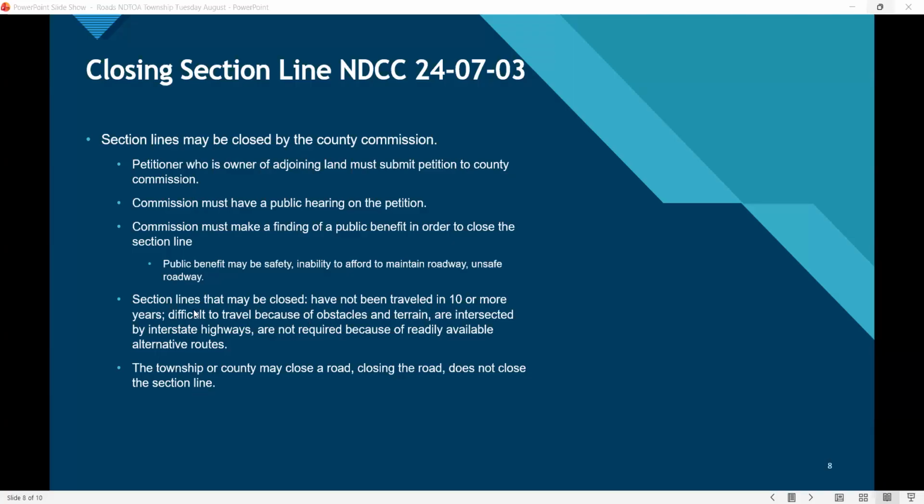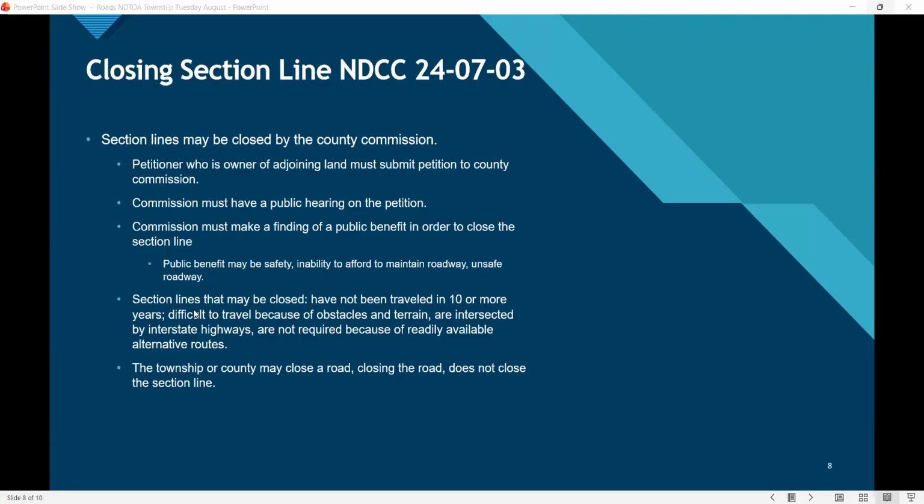We'll go next to closing section lines. That's under 24-07-03 of the Century Code. There's not a lot of places that like to close section lines, and I understand why. It kind of causes a waterfall effect. If someone closes a section line, then it seems like there's a pile of more petitions. But section lines may be closed by the county commissioner.